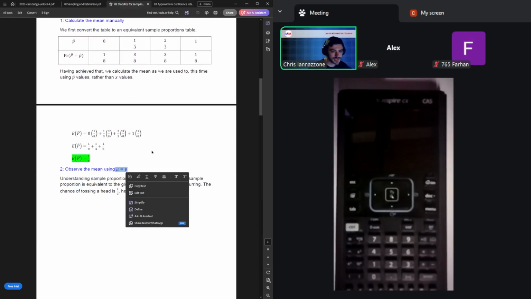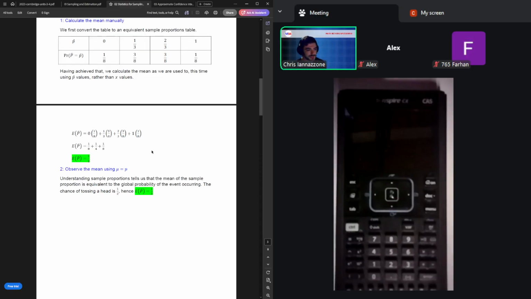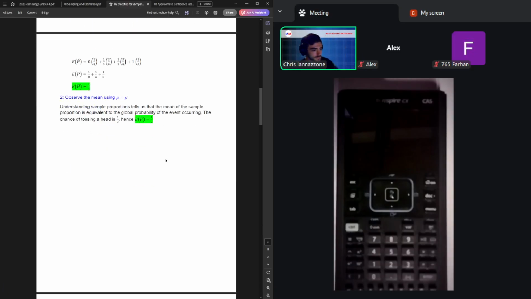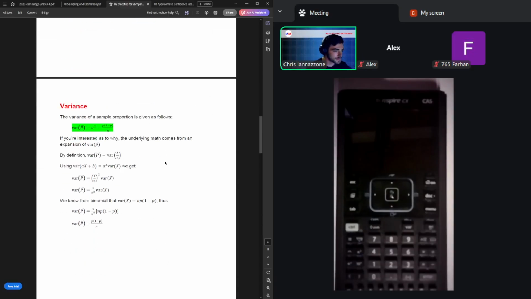So basically all that was happening at the end for the little cheat sheet, a little shortcut there, was to say that the expected value is just equivalent to the probability of that thing happening, whatever that thing ends up being.